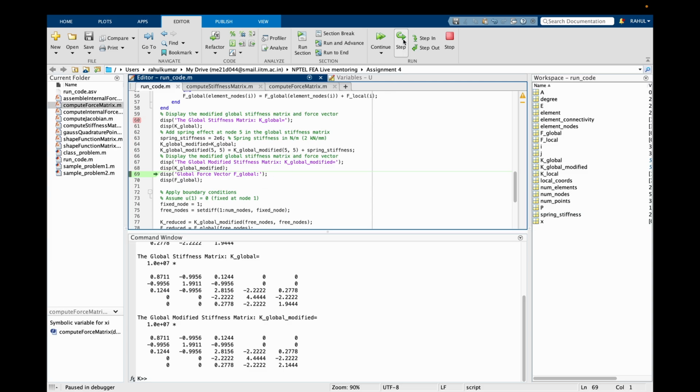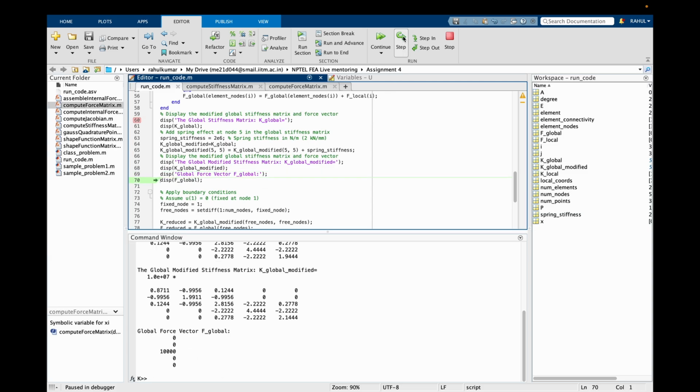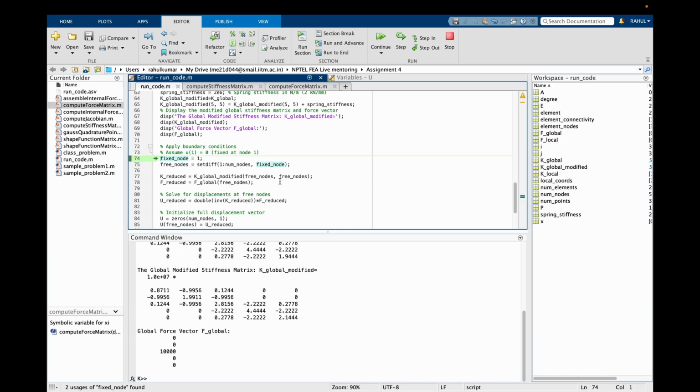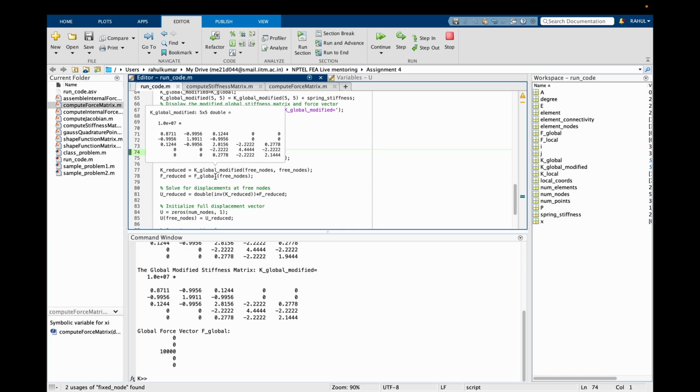Now it will also calculate F global. Here it is F global. We can see that it added 10 kilonewton at node 3. Now everything is done. We got K global modified and we got F global. Now we will partition the matrix.